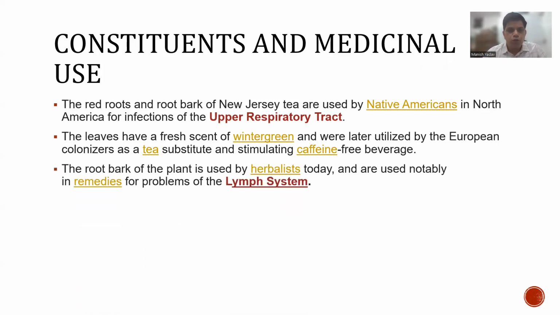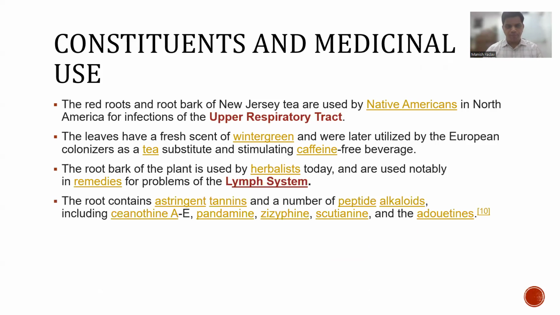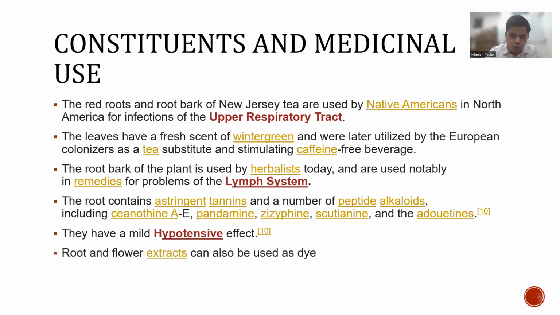Root bark of the plant is used by herbalists today, notably as a remedy for problems of the lymph system. If there's a problem with lymphatic circulation, or as an immunity booster or something like that. The root contains astringent tannins and a number of peptide alkaloids, including ceanothine A, pendamine, zizyphine, sutinine, and a few others. Mind you, they also have a mild hypotensive effect. Red root and the flower extracts can be used as a dye.